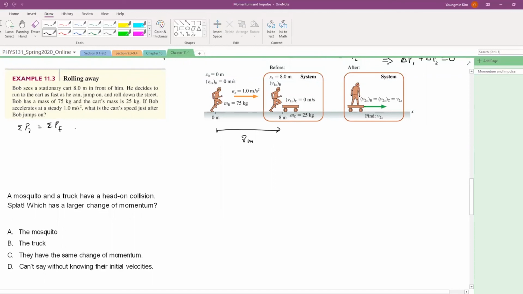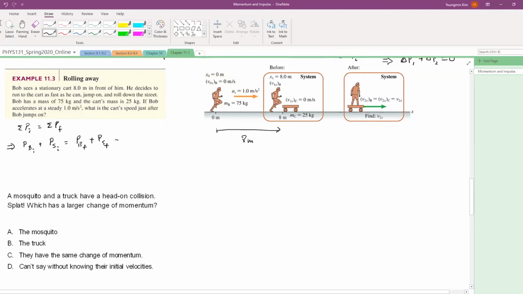So as in the case of the conservation of energy, just write down these expressions. Just write it down and start from here. This means that the initial momentum of Bob, plus the initial momentum of the skateboard, will be equal to the final momentum of Bob plus the final momentum of the skateboard.